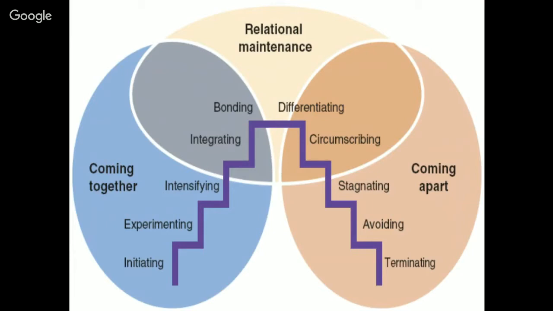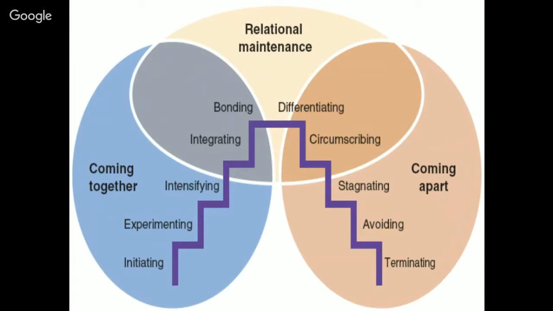And you'll notice too that differentiating and circumscribing are in the relational maintenance circle at the top, along with integrating and bonding. And that to me is an important difference to note from what you see in the text, which is side-by-side bubbles that lead towards the end of coming together, which is bonding, and the end of coming apart, which is terminating. Because you can be in stages that are officially sort of coming apart and still be in a very healthy, happy relationship, or at least a relationship that is not, in fact, headed towards its end.